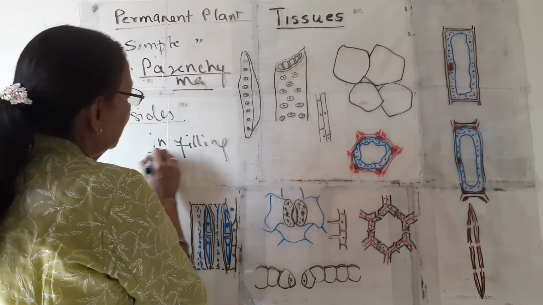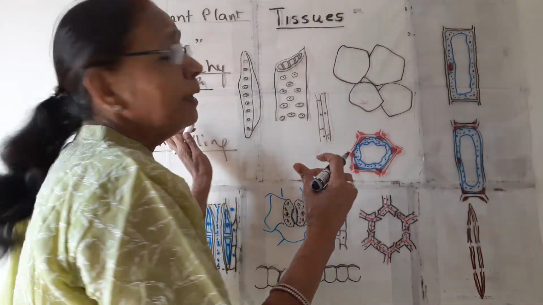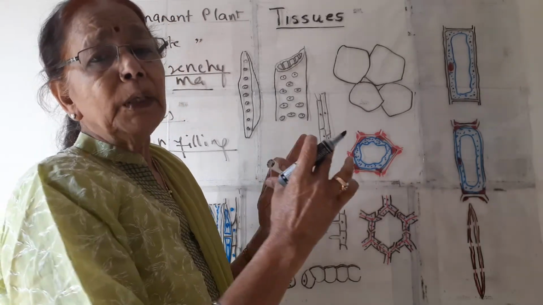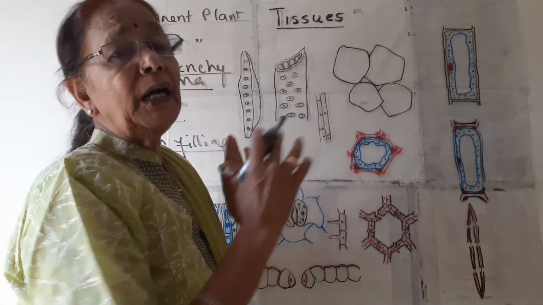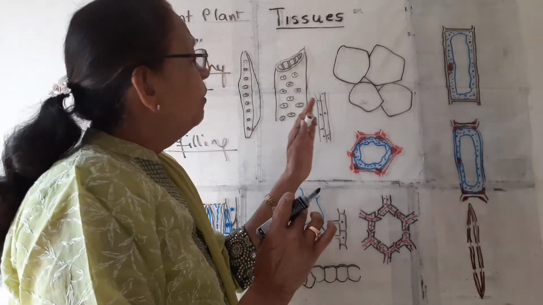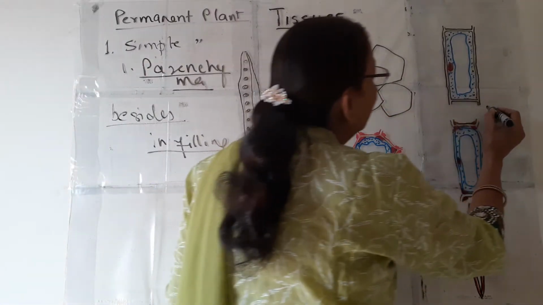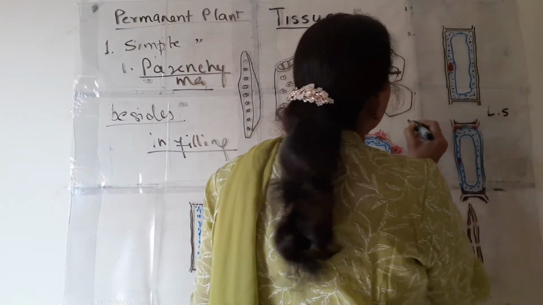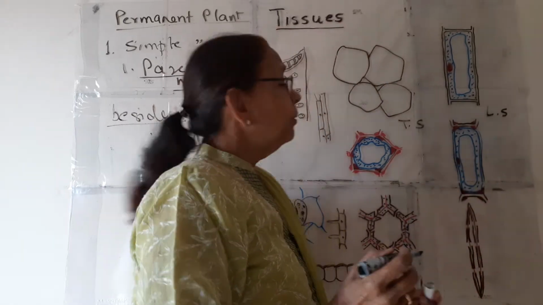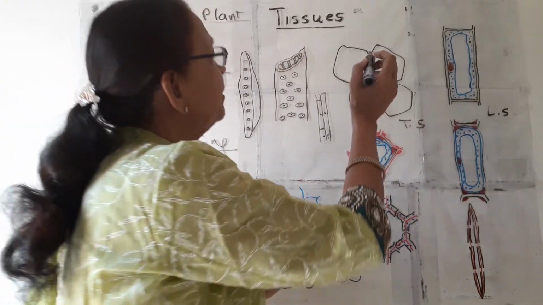So in the plant body, these are present beside the epidermis and they form the packing material of the plant body. So parenchyma is the simplest. These are the cells of parenchyma, and this is a cell of parenchyma in LS. This is cells of parenchyma in transverse section. This is in longitudinal section. So what are their characteristic features?